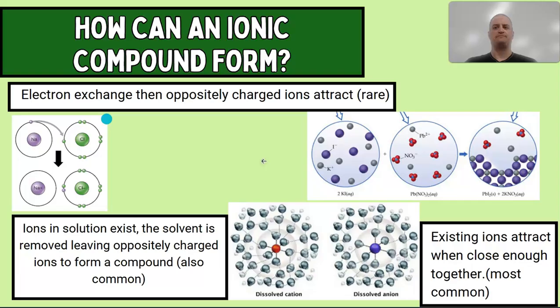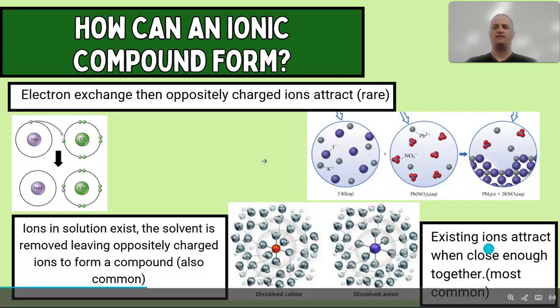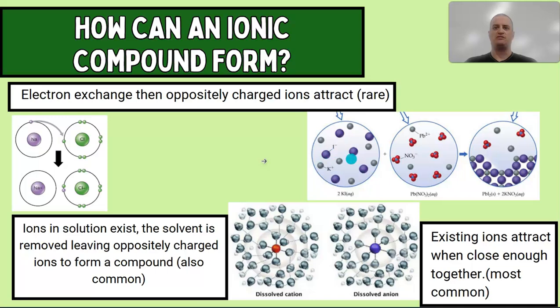A different way is existing ions attract each other when close enough. Now this is actually very common. So you have ions in a solution, iodide and potassium ions. In another beaker you have lead ions and nitrate ions. They're separate because the water pulls them apart. You mix the two together and you make lead iodide. This lead iodide solid would come down to the bottom because their attractive forces are stronger than the water's ability to separate them. So this is very common. This happens all the time.